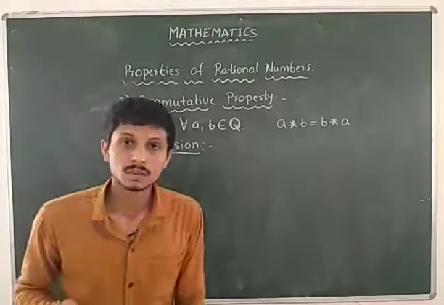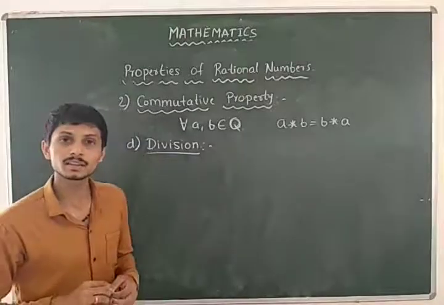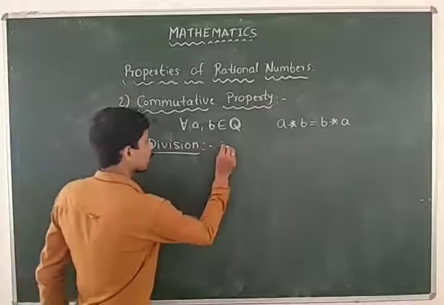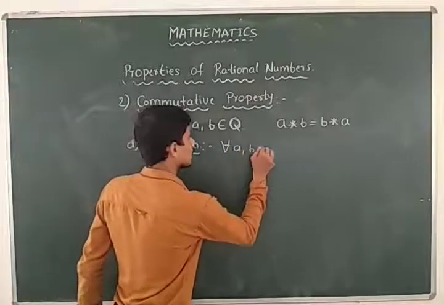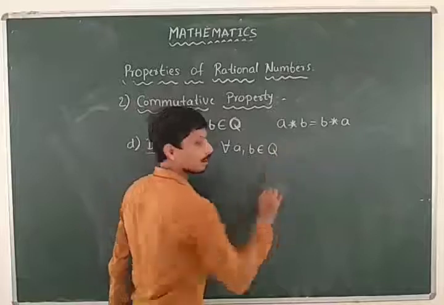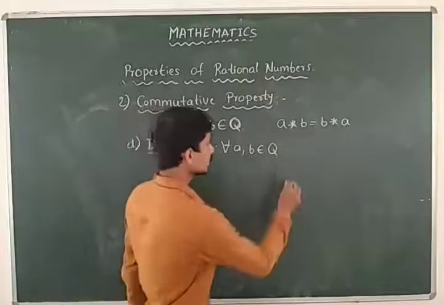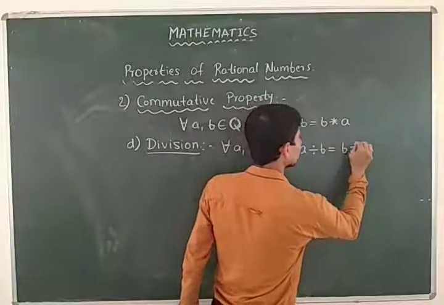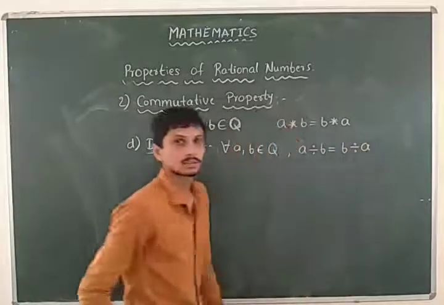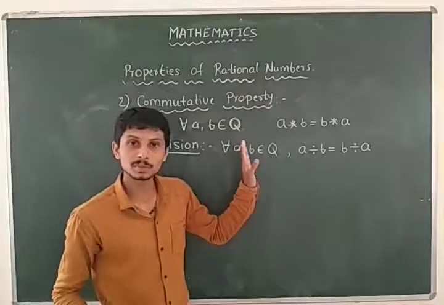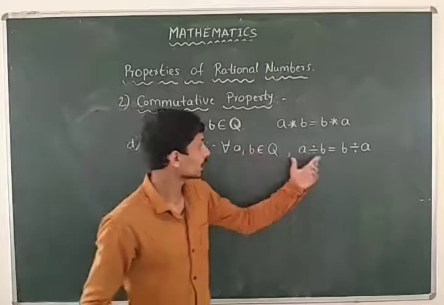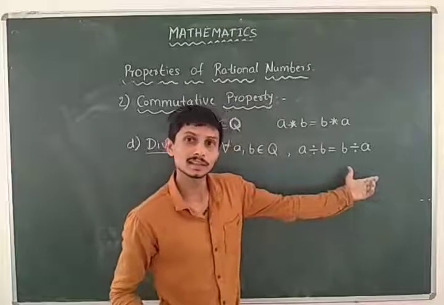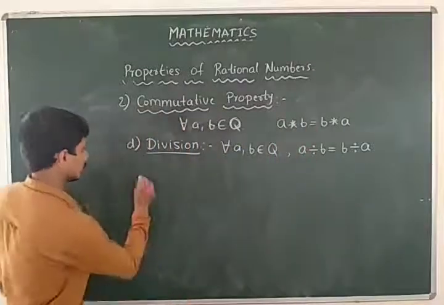Same here. We take two numbers from the rational number set, for all a, b belonging to the rational number set. Then is a divided by b equal to b divided by a? When we take two numbers from the rational number set, is a divided by b equal to b divided by a? So let us check by taking examples.